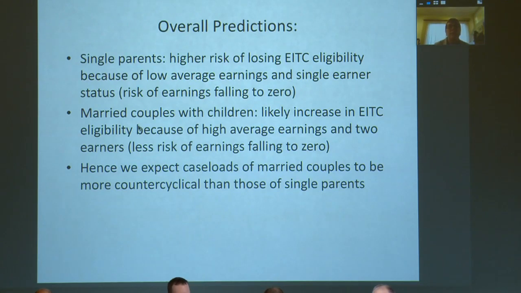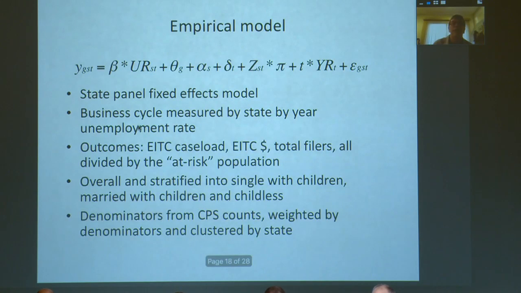So what are the predictions then? We think single parents would have a higher risk of losing EITC eligibility because they have a higher risk of their earnings falling to 0. And married couples might increase their EITC eligibility. So this led us to expect that caseloads for the married couples would be more countercyclical than caseloads for the single parents, okay? So the model is pretty simple. It's a 2-way fixed effect model. The business cycle is measured by the state by year unemployment rate, but we also looked at employment to population ratios. And our outcomes are going to be caseloads, dollars, and filers.